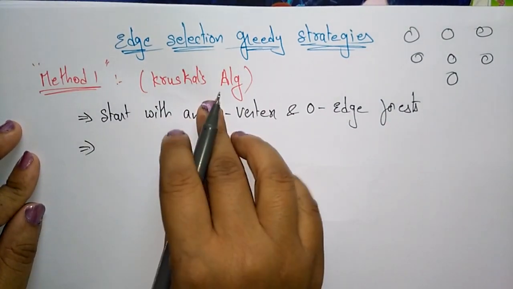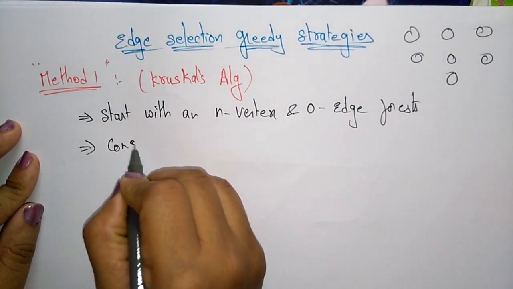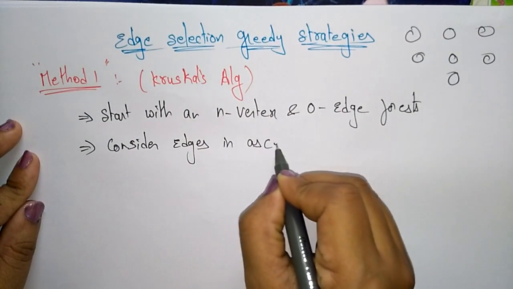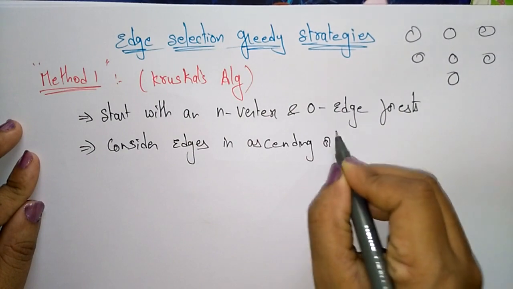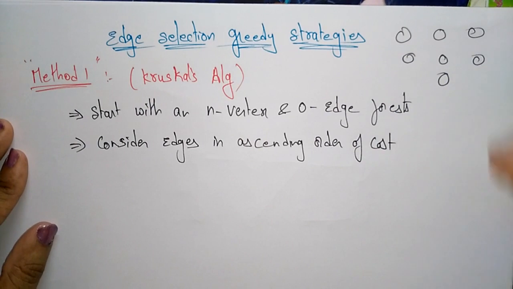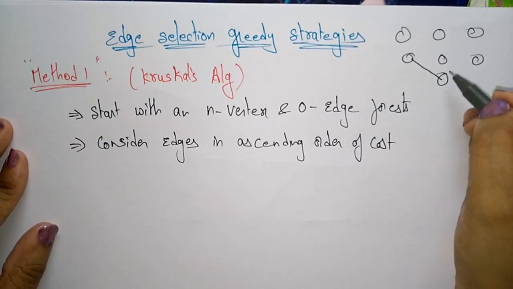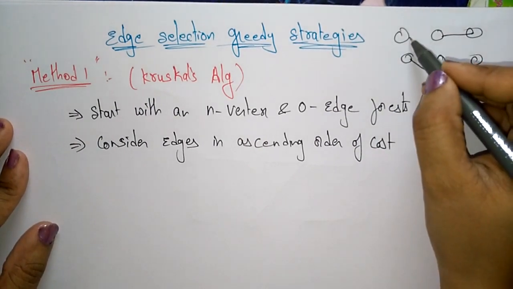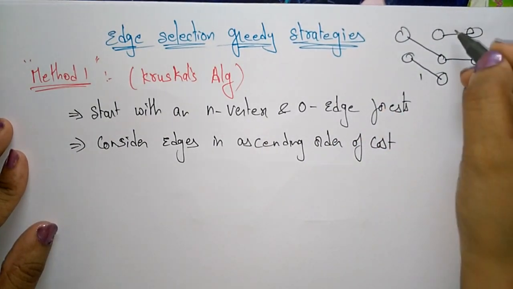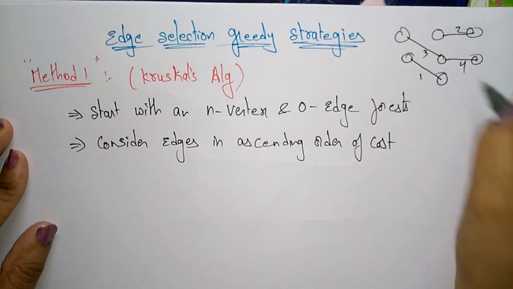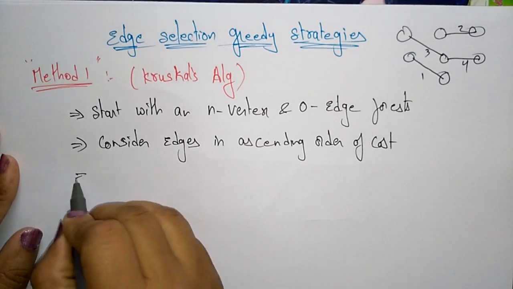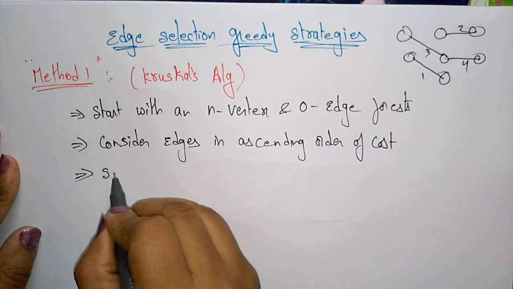So in Kruskal's algorithm, after that you have to consider edges in ascending order of cost. You have to select the edges which have the lower cost first. So this is the first, this is second, this is third and fourth, like that. Ascending order 1, 2, 3, 4, like that. So consider the edges in ascending order of cost, and you have to combine the vertices by using that ascending order.